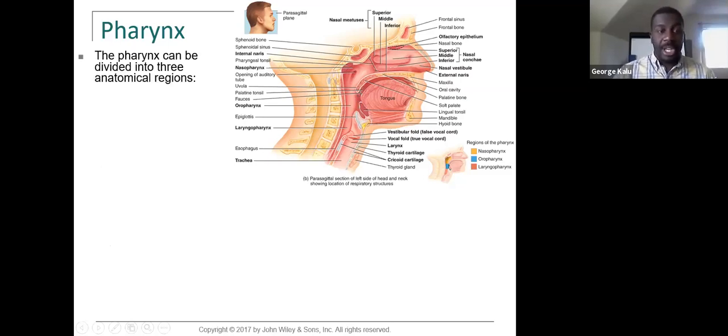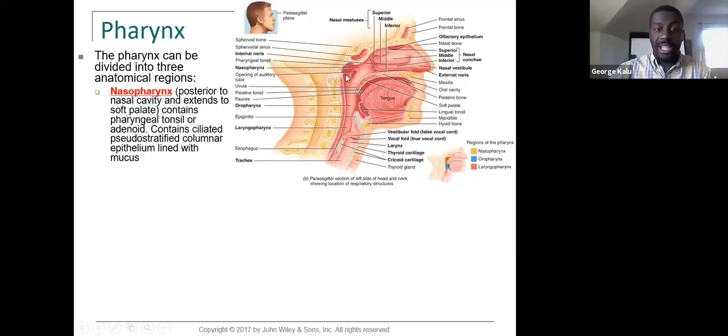The pharynx gets divided up into three regions. The first region is the nasopharynx, which is just posterior to the nasal cavity. This is also where we find the pharyngeal tonsil, also known as your adenoids. Inside the nasopharynx, we have lots of ciliated pseudostratified columnar epithelium, with lots of goblet cells producing mucus. Again, that's a similar trend to what we saw in the nose, and we're going to see it throughout the respiratory tract. So that's the nasopharynx.